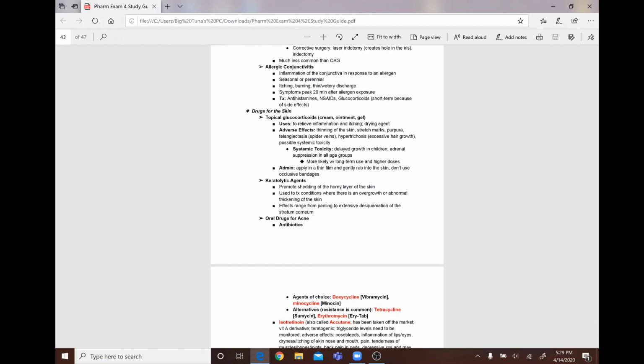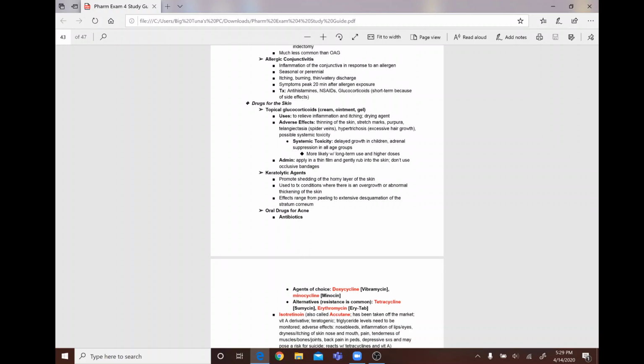All right, what are the topical glucocorticoids, like the cream, ointment, or gel, used for? To relieve inflammation and itching, and as a drying agent. What are the adverse effects of the topical glucocorticoids?